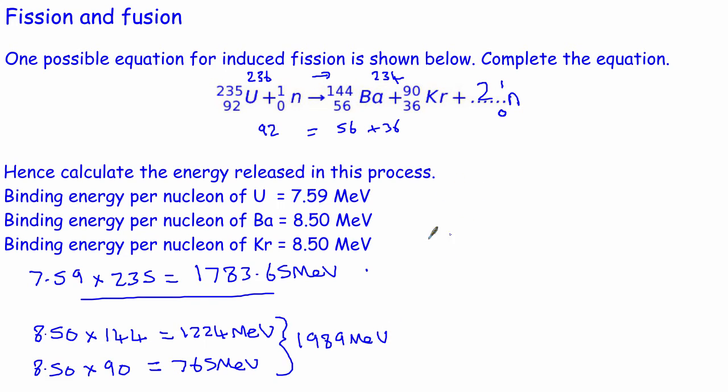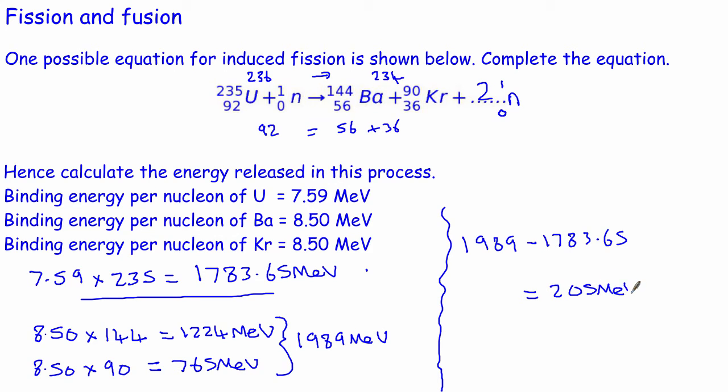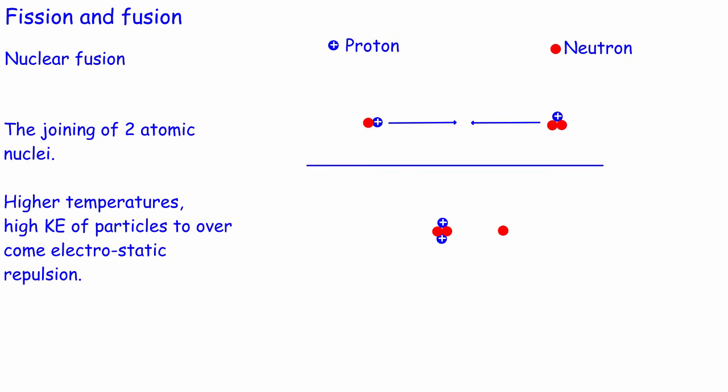So simply to work out how much energy is released in this, we just work out the difference in the energies. So we have 1989 minus 1783.65, and if we do that, we get 205 MeV. So we've got 205 MeV of energy released every single time that this fission process happens. So that's nuclear fission. Looking at nuclear fusion is potentially more simple.